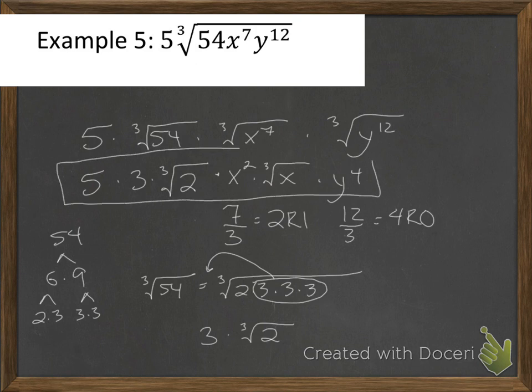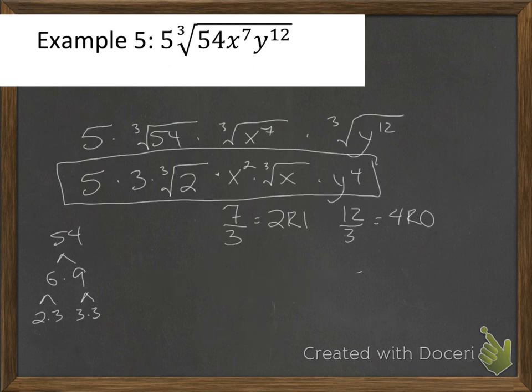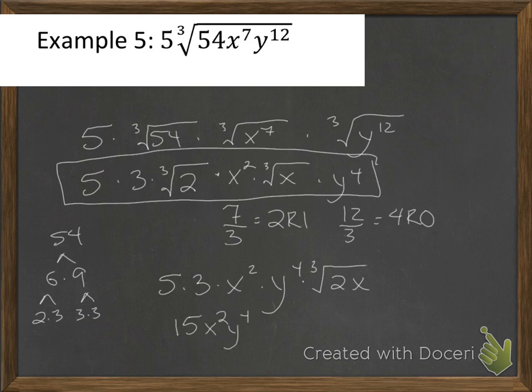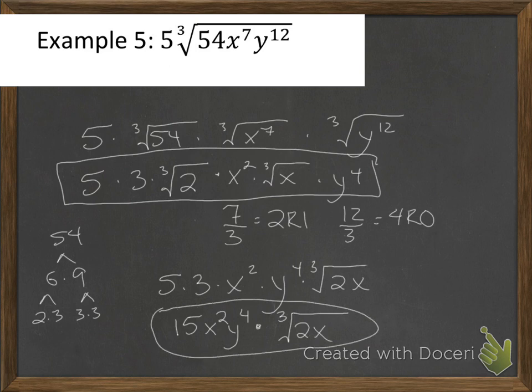So this is our answer, but we need to clean it up a little bit before we write it or circle it as our final answer. So let's see if we can figure out how to do that. I'm going to rewrite all of the terms that are not under a radical. So 5 times 3 times x squared times y to the 4th. And then everything that's under the radical, I'm going to put under a single radical. So I'm going to have the cubed root of 2x. Let's clean this up a little bit more. 5 times 3 is 15, so we have 15x squared y to the 4th times, again, I'm going to leave a little bit of a space here so that it's obvious that the 3 is indicating the third root, and it is not an exponent that's attached to one of the other terms. So our final answer is 15x squared y to the 4th times the cubed root of 2x.